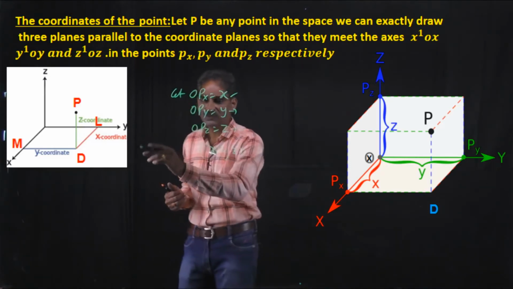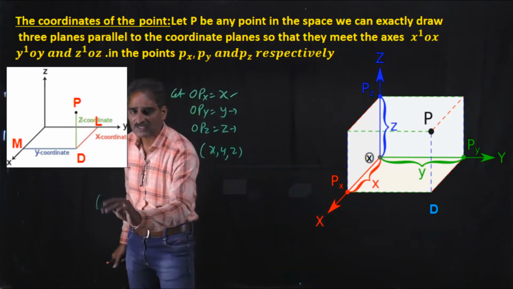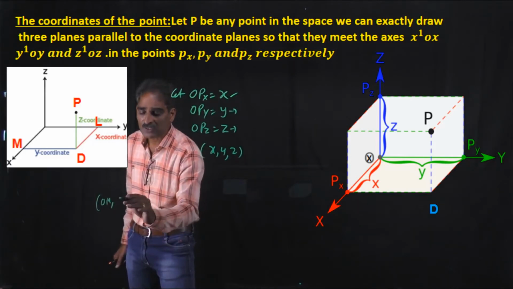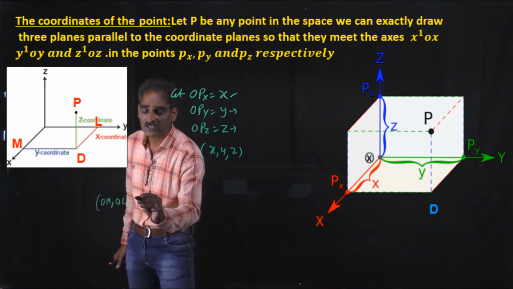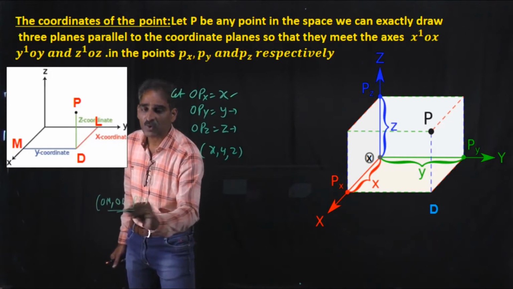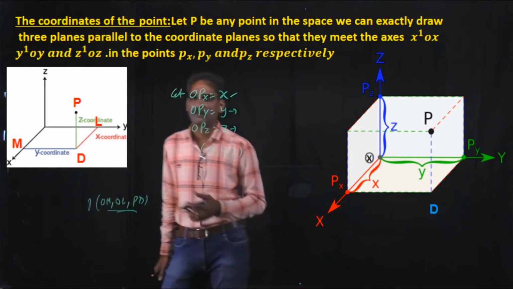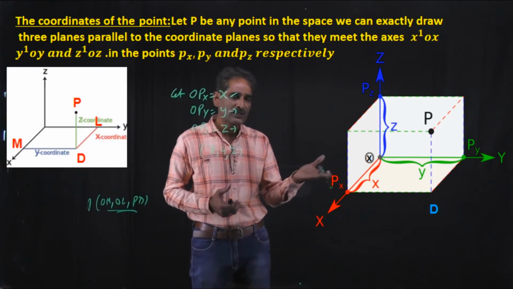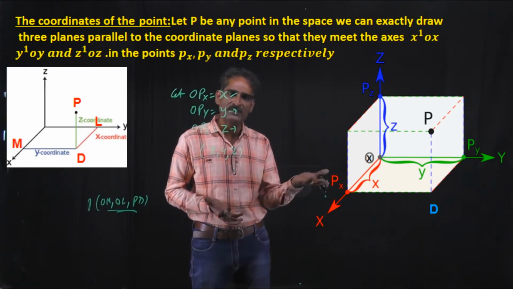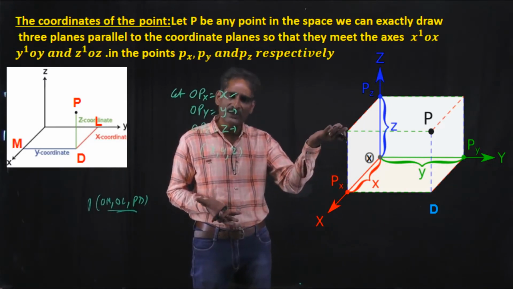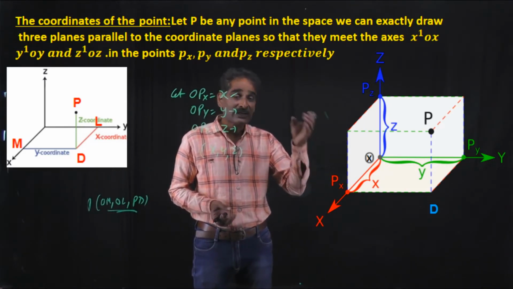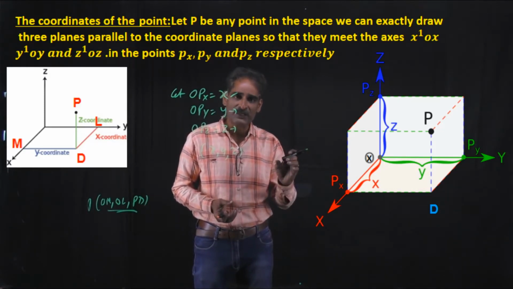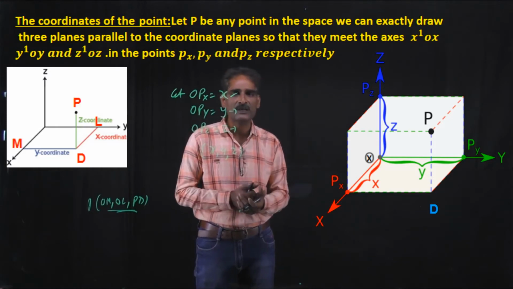Understand? In the case of this figure, the coordinates of the point are like this. The x coordinate is the length OM, the y coordinate is the length OL, and the z coordinate is nothing but the length PD. These are the coordinates of the point P with respect to this figure. This is the way to find the coordinates of a point. Here you observe that if the x-axis, y-axis, z-axis are positive axes, in this case we will get positive coordinates only. That depends upon the sign of the axis. If the x-axis is negative, we will take the x coordinate as negative.